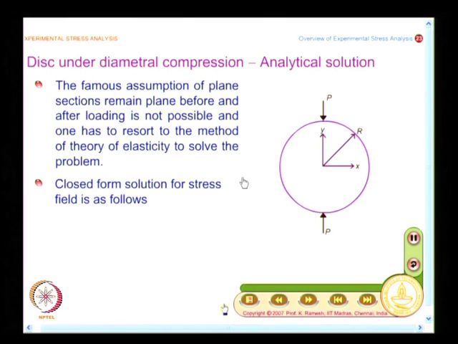You will not be able to approach and solve the problem from strength of materials, but you will be able to solve only from theory of elasticity, because plane sections do not remain plane before and after loading. You also had that problem in the case of a cantilever. When you have shear, the planes do not remain plane, they have a warping. Fortunately, there is no coupling between normal stress and shear stress, so you could live with flexure formula. That is why you call that as hinging analysis. The moment you come to circular disc, you have to depend on theory of elasticity.